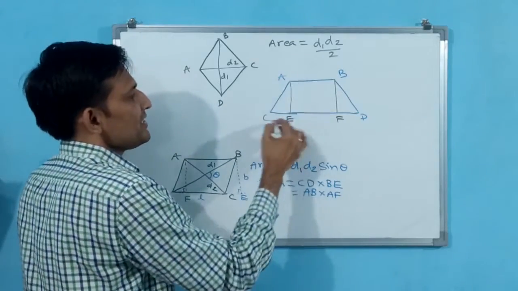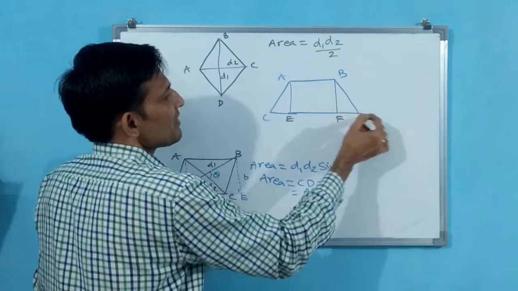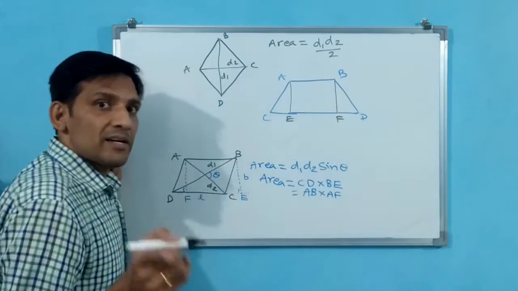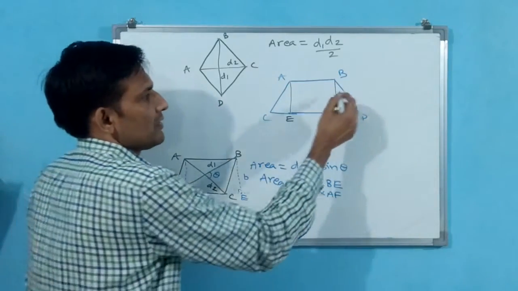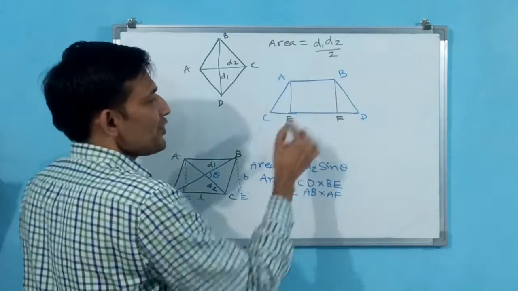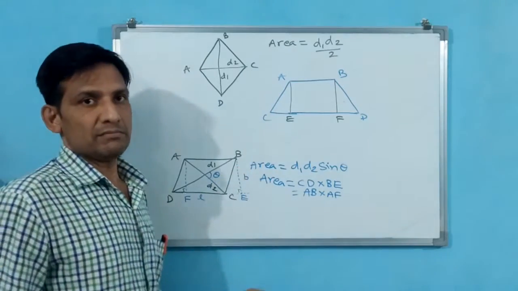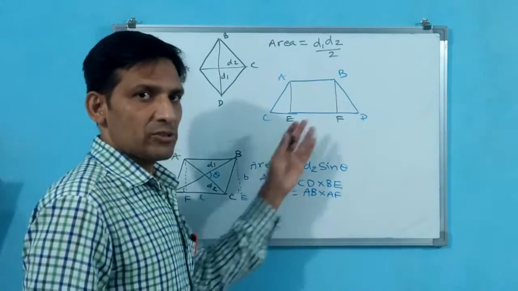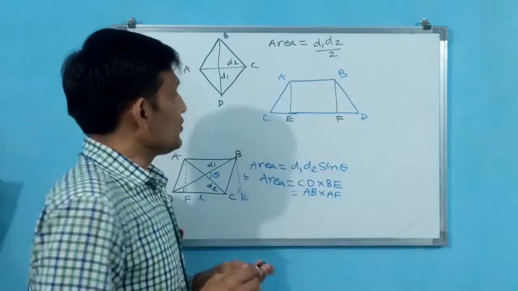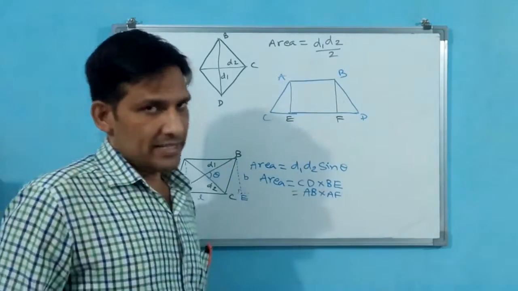Now, ACE is a triangle. Triangle area you know how to find. BFD is a triangle, right angle triangle. This area also you can find. This area also you can find. ABEF may be square or rectangle. Rectangle or square area also you know how to find. In this way we can find the areas of quadrilaterals.